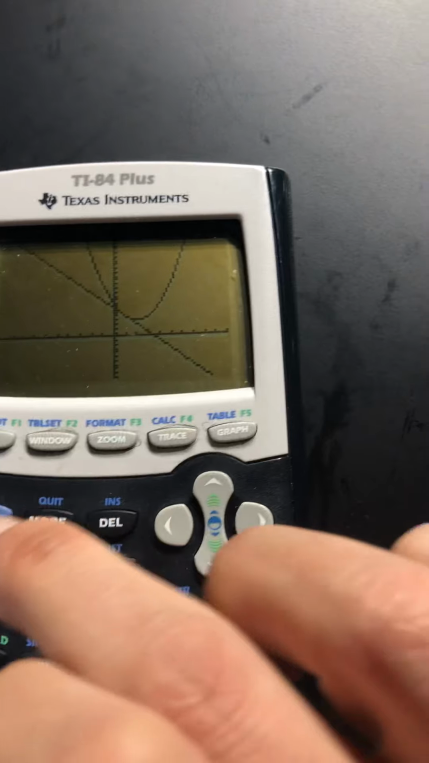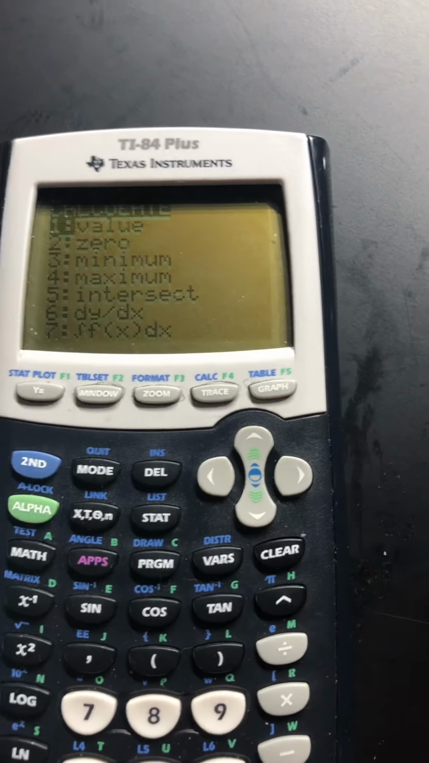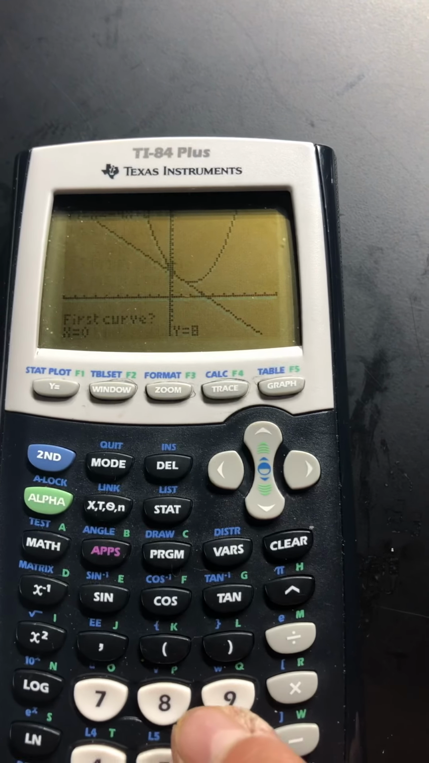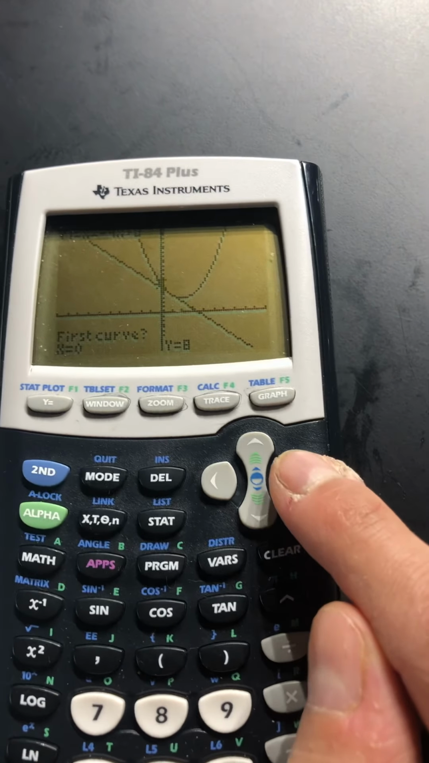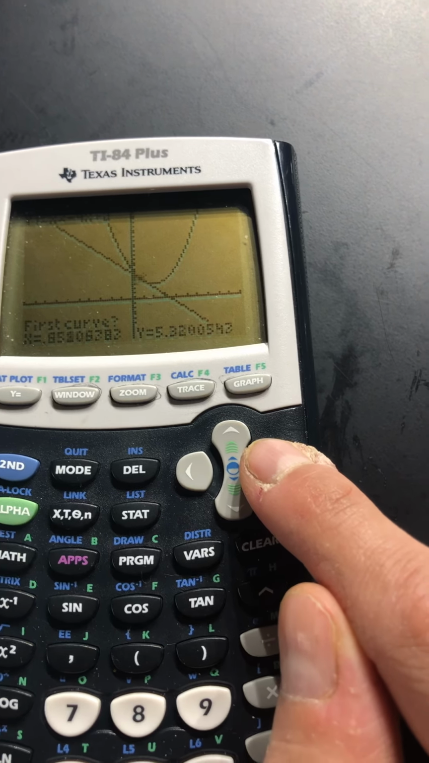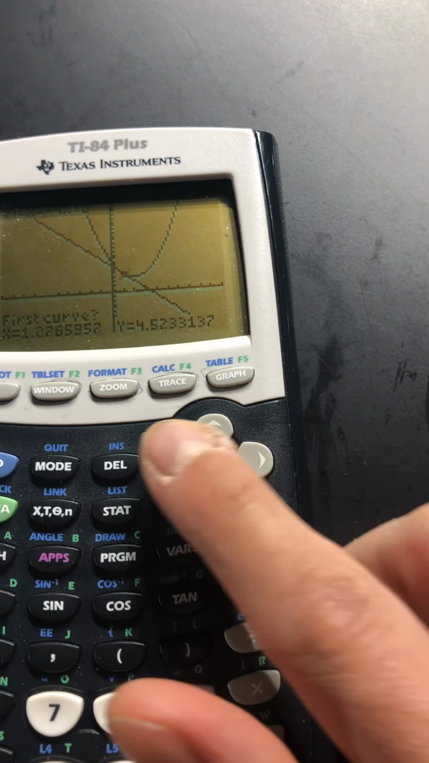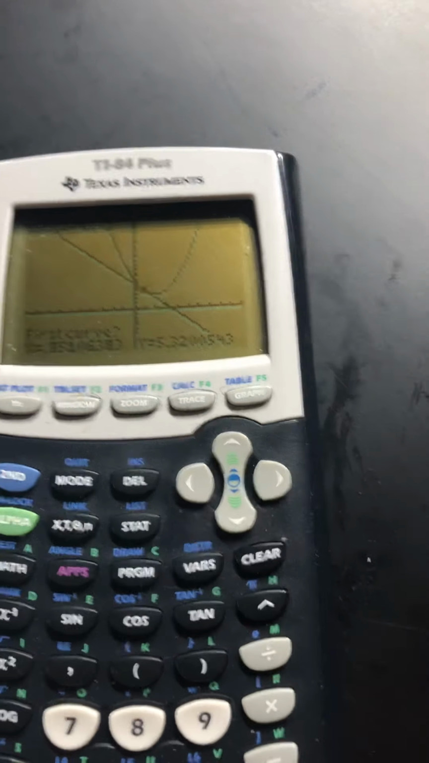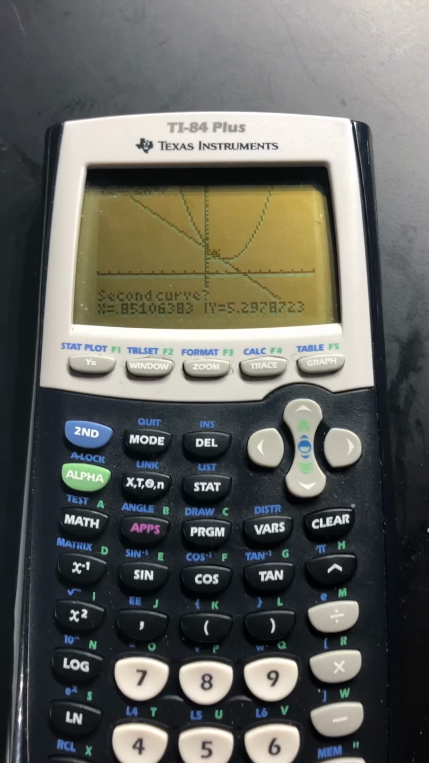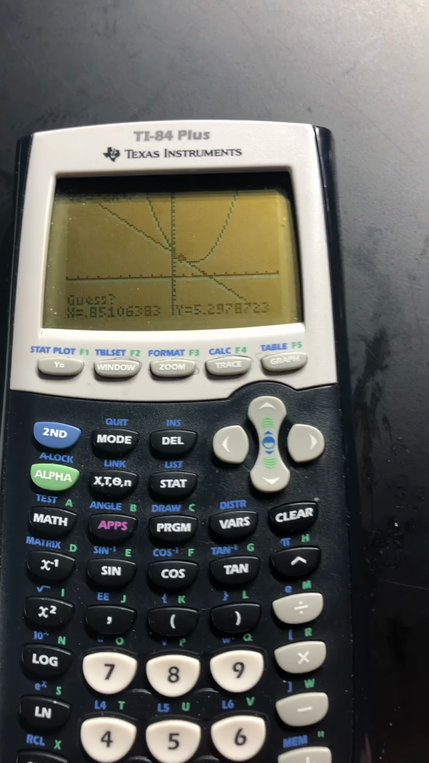Now, I want to check my work, so I'm going to push second trace. And I want to use choice 5 for intersect. It says first curve. I'm going to go as close as I can to where I think they cross. So maybe about right there, because we knew it was 1, 5. I'm going to push enter. Now it's the second curve. I'm going to do the exact same thing on that spot. Now it says guess.